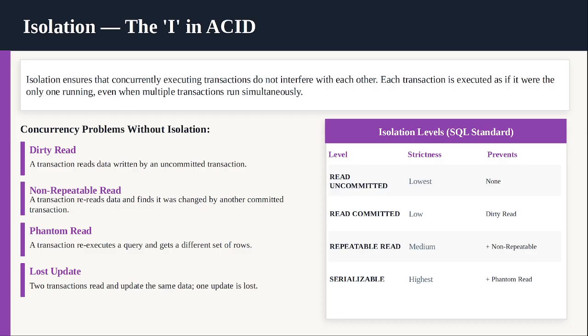There are four isolation levels. First one, read uncommitted. Second, read committed. Third, repeatable read. And the last one is serializable. So isolation keeps data safe when many users use the database at the same time.